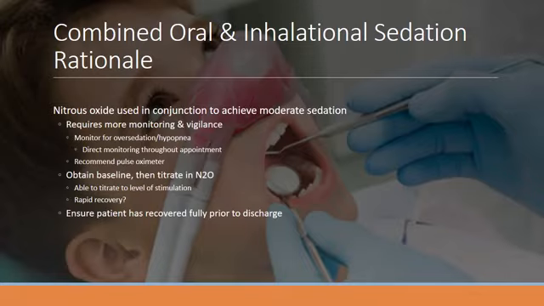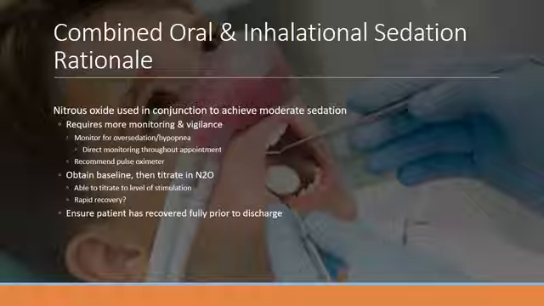Now, what about combining oral and inhalational sedation? I think this is certainly a nice option for a lot of practitioners. Remember that if you've got nitrous oxide available in your office, then you should probably think about using it. It provides you with a means to titrate to some degree. So you can utilize nitrous oxide in conjunction with oral sedation to really achieve adequate moderate sedation. It does require more monitoring and vigilance on your end. You need to make sure that you really watch them for signs of oversedation and hypopnea. You need to provide direct monitoring throughout the appointment. I think a pulse oximeter and a blood pressure cuff are good options there for you.